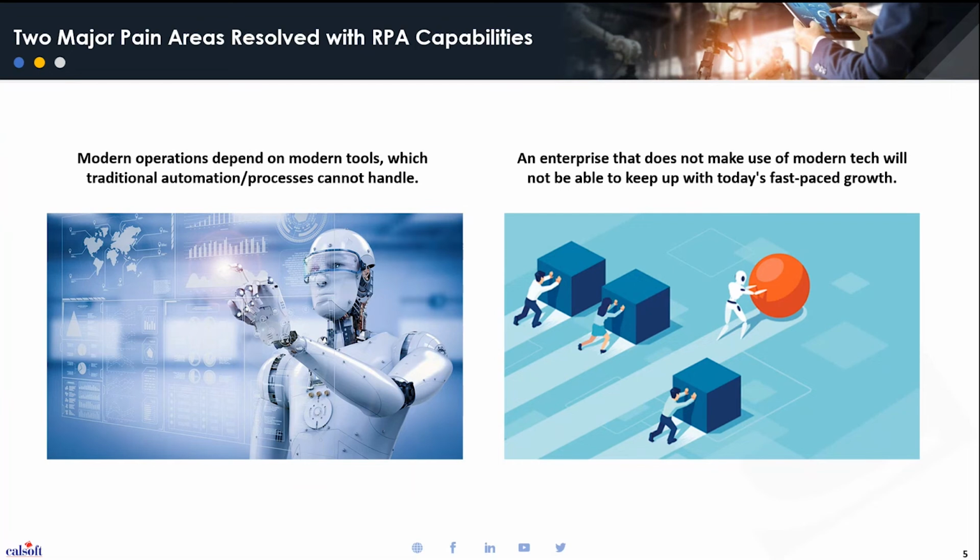The second point which I would like to highlight is that businesses that do not make use of modern tech will not be able to keep up with today's fast-paced growth. To bring out this point, as an example, I can put across the way the support system works. Earlier, support was associated with telephone support, but a modern support system cannot rely only on telephone support.